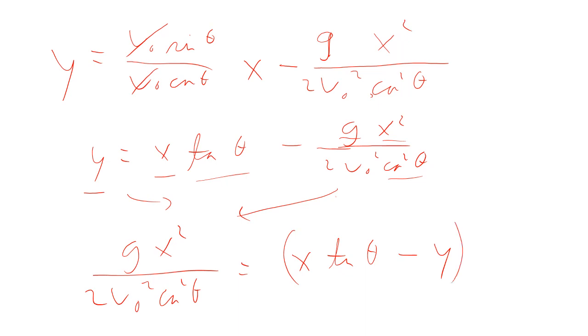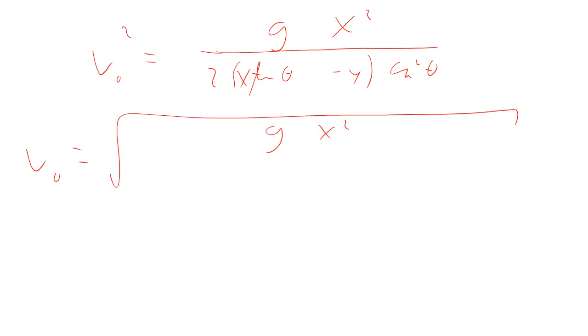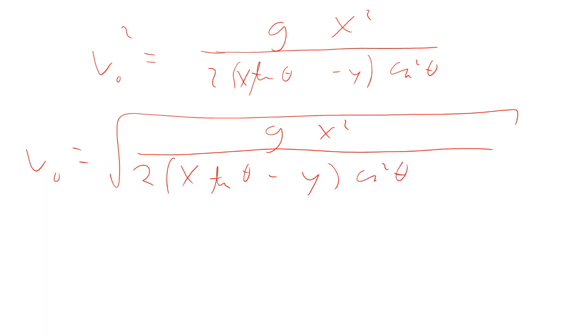Okay. So now we can cross multiply the v naught and that. So we have that v naught squared is going to equal g x squared divided by 2 times the quantity x tangent 40 degrees minus y, times cosine squared theta, and I just keep putting that 2 right there. So now v naught is just going to be the square root of all of that: g x squared divided by 2 times x tangent theta minus y, times cosine squared theta. And we know all that stuff.